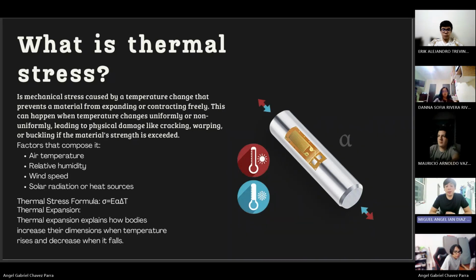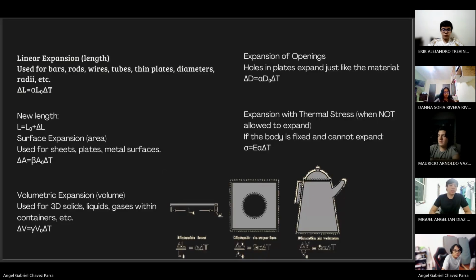Thermal expansion explains how bodies increase their dimensions when temperature rises and decrease when it falls. Linear expansion, on length, is used for bars, rods, wires, tubes, diameters, radii, etc. And that would be the formula. The new length would be: length equals initial length plus delta length.